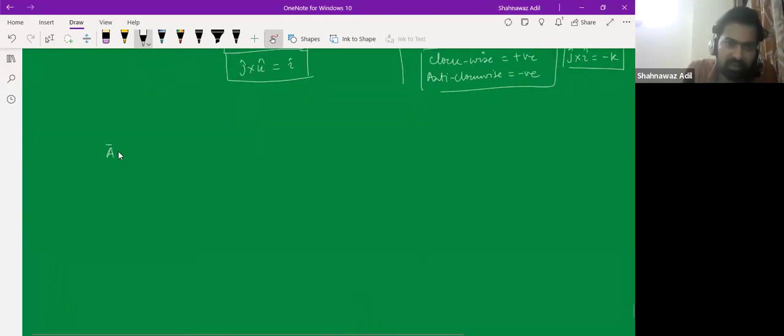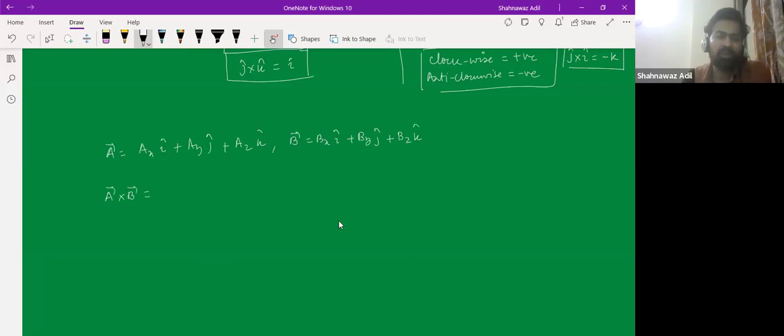If you have this vector A, AX I hat, AY J hat, and AZ K hat, and you have vector B, which is BX I hat, BY J hat, and BZ K hat, then what would be A cross B? You already know what A dot B is, but what would A cross B be? So we use the determinant formalism to find the cross product. This is the determinant of this matrix, so we have to find the determinant of this thing.